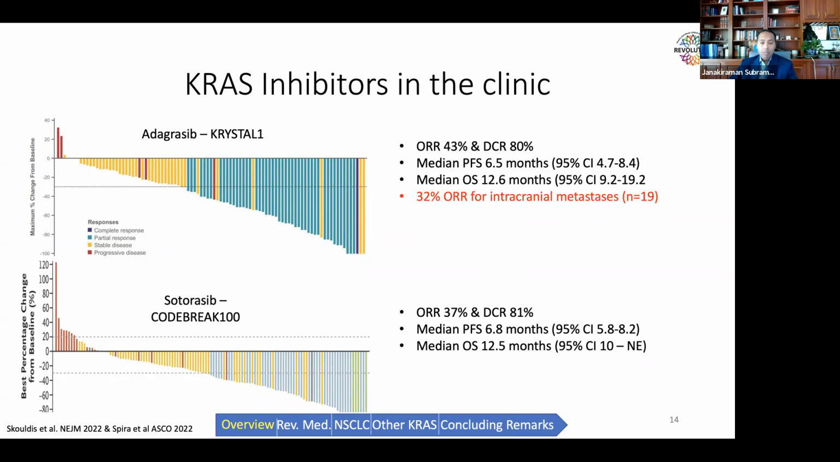And you can also see the median PFS ranges around 6.5 to 6.8 months, and the overall survival slightly over 1 year. And you can see the bullet point in red that talks about intracranial metastases, because this is very important. We know that patients with brain metastasis do poorly, and this drug has the ability to penetrate the blood-brain barrier and has a 32% intracranial response rate as measured in 19 patients from the Crystal-1 trial.